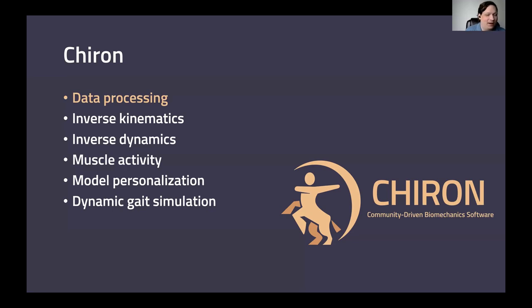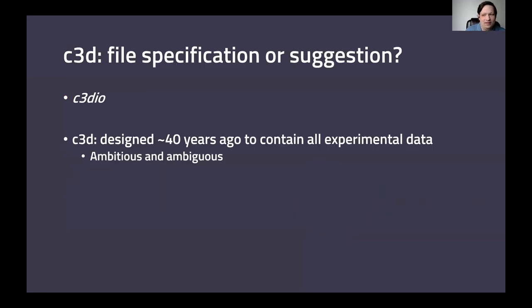Let's look at how we process biomechanical data. The main file type for biomechanics data is the C3D file. Whenever you do a motion capture session, even if you have force plate data and EMG data, it all gets stored into one C3D file. C3D was a specification designed about 40 years ago to contain all experimental data you're ever going to have in biomechanics. And if that sounds ambitious, that's because it really is.